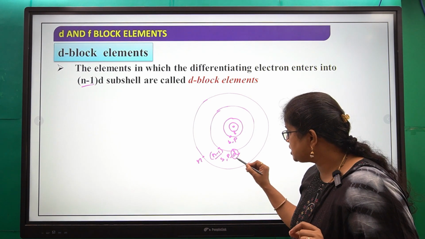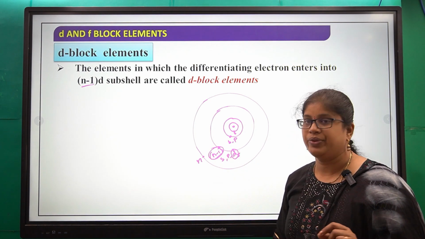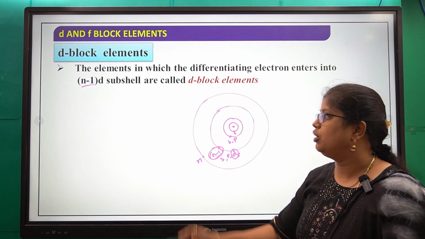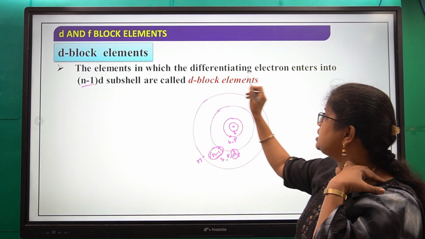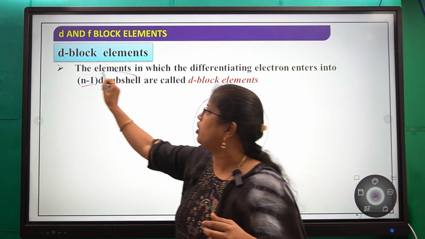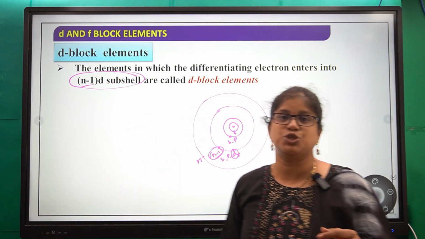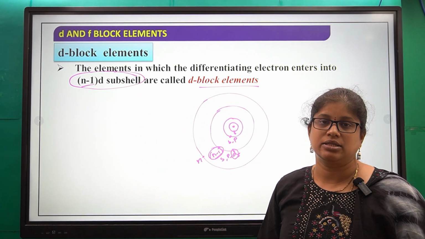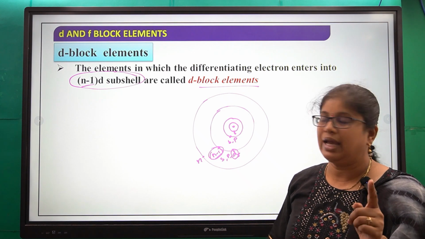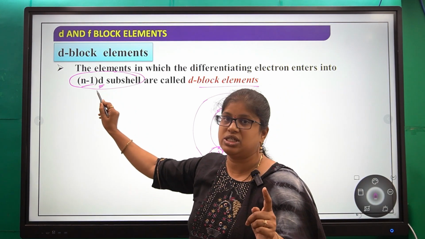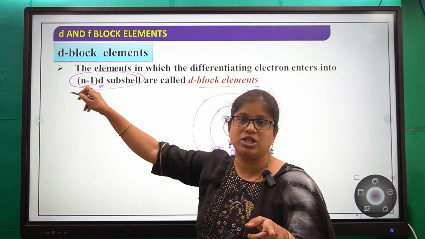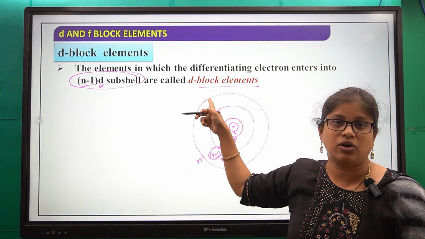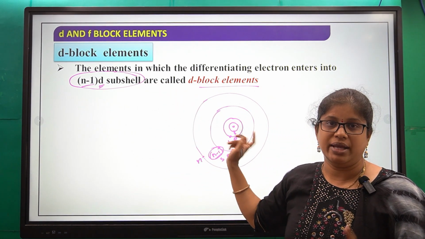Means the D subshell is present in which shell? The N minus 1 shell. Okay, so the elements in which the differentiating electron enters into the N minus 1 D subshell are called D block elements. Mainly the electron is entering into the D subshell of the N minus 1 shell. That's why these elements are called D block elements.